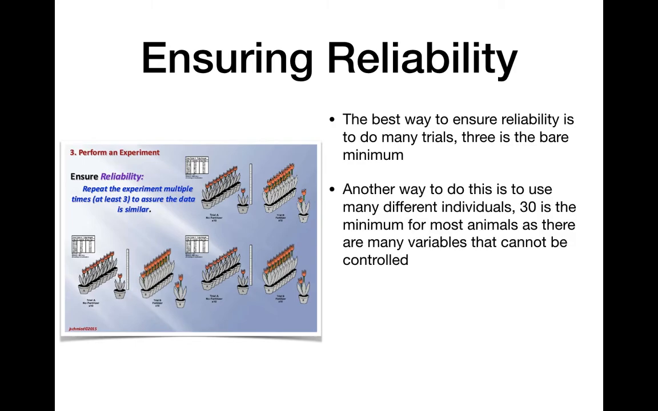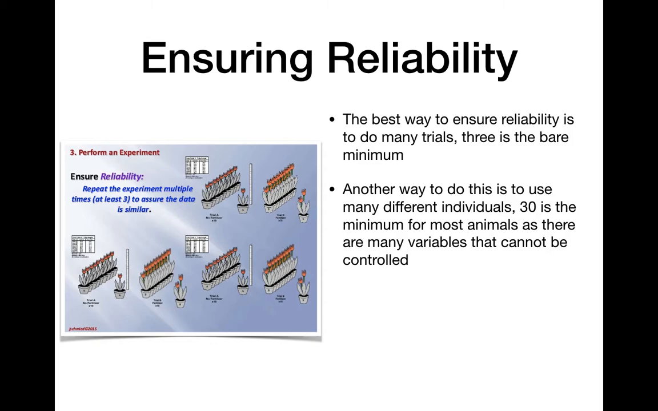Another part of this is if you have many different individuals. So for most animals and more complicated organisms, 30 is the minimum you need. But like in medical studies, there's many, many hundreds of thousands of specimens of individuals included. And that's because there's just too many variables to control. So you need to have lots of sources of data to help negate that effect.